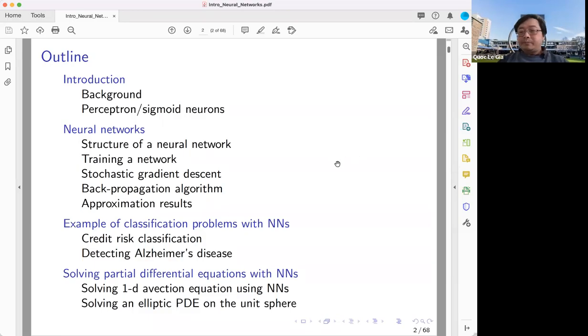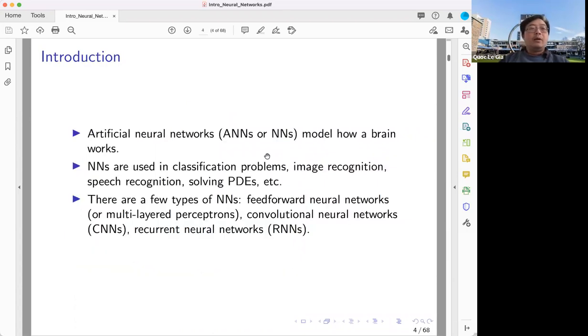Okay, so now the background of neural networks. Neural networks were introduced a long time ago, in the 40s or 50s, and they tried to model how an actual brain works. And nowadays, neural networks are used in many areas: classification problems, image recognition, speech recognition, and in the last 5 years, they started looking at the application of neural networks to solving PDEs.